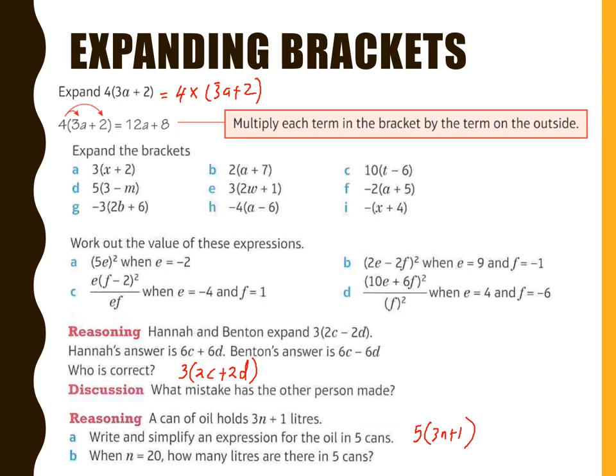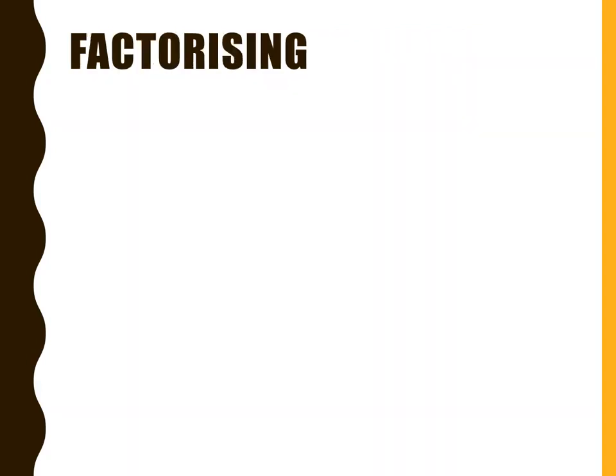And then when n is 20, again, this is substitution. When n is 20, how many liters are there in 5 cans? So expand this first, and then substitute n equals 20. What do you get?